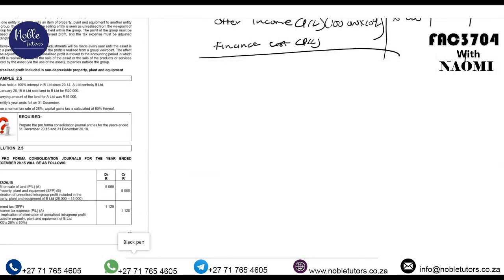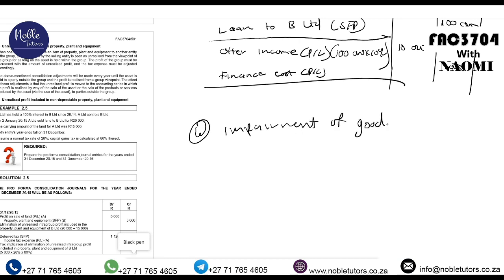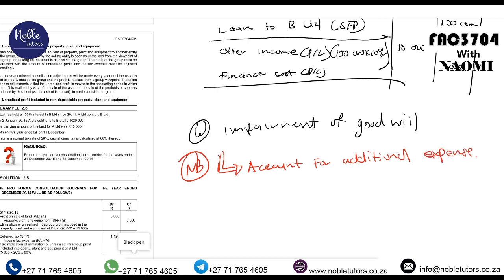Okay, and also lastly, just remember impairment of goodwill. This is basically goodwill losing value, okay? So in this one, we account for an additional expense. Please pay attention to this. We account for an additional expense because the impairment loss is more like depreciation, right? It's just an expense. Impairment loss. This is an expense. Must go to profit and loss. Okay, we'll deal with this in more detail when we do a question.